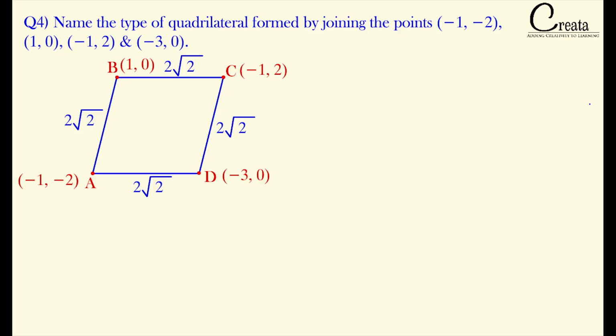Can we identify the type of this quadrilateral? The quadrilateral which has all the 4 sides equal, what is it? It can be either a rhombus or a square. We know all the 4 sides of a rhombus are equal as well as all the 4 sides of a square are equal. So it can be either a rhombus or a square. So let's move further and try to identify what exactly this quadrilateral is.